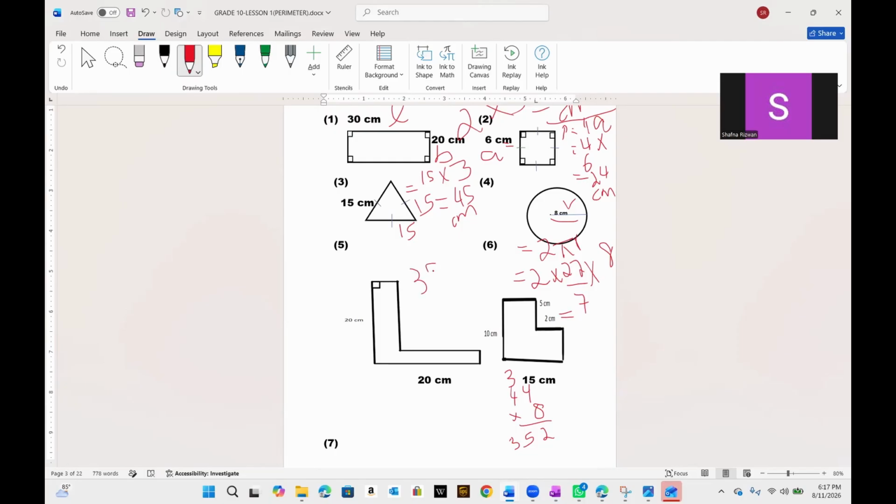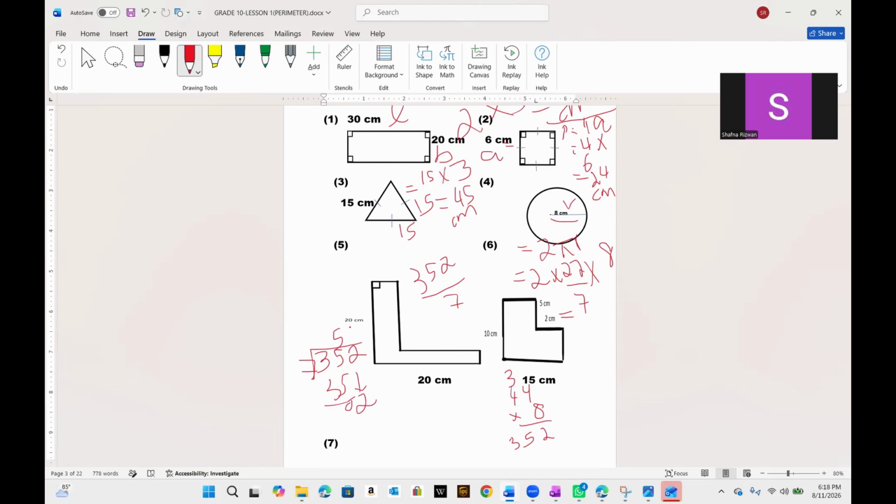Now 352, you are going to divide it by what? By 7. Let's divide 352 by 7. In 3 do you have 7? No. In 35, how many 7 do you have? 5 times. 7 fives are 35. 35 minus 35 is 0. Bring your 2 below, it will become 2.